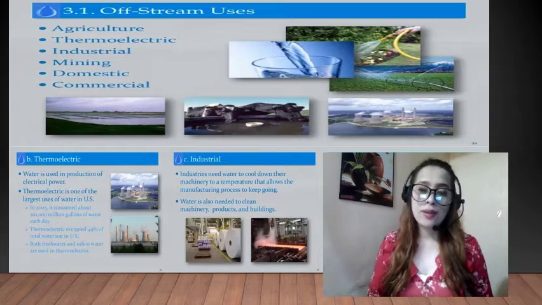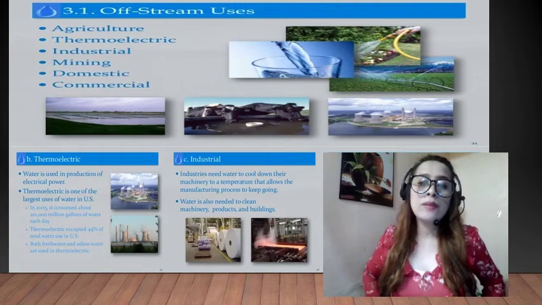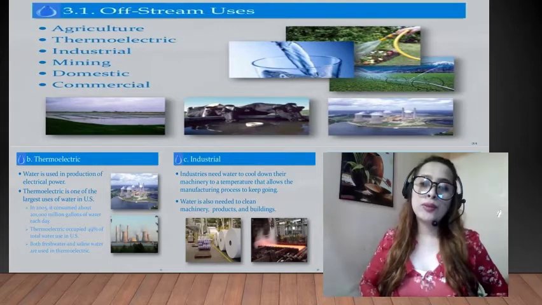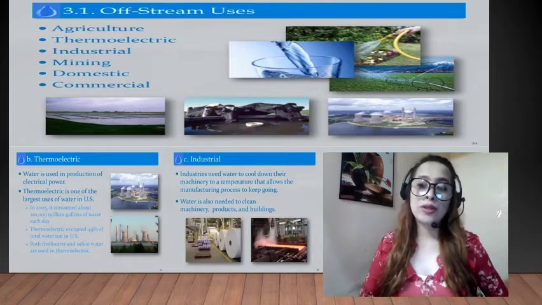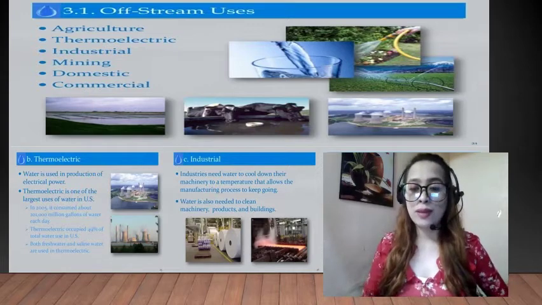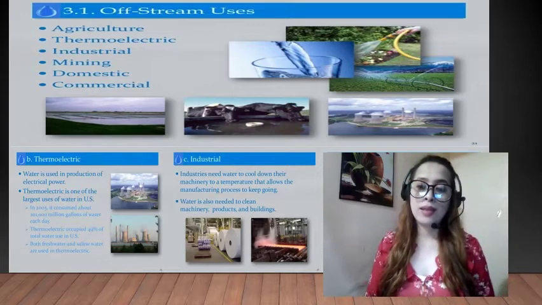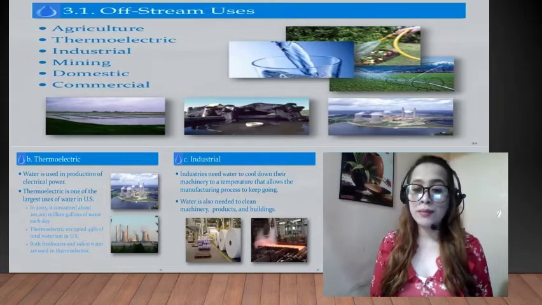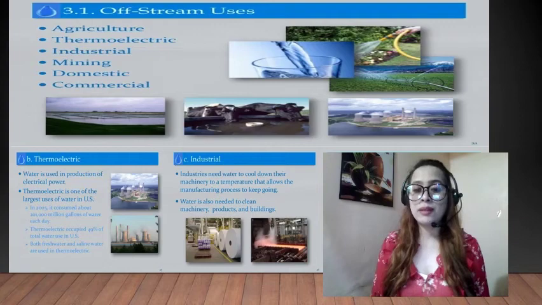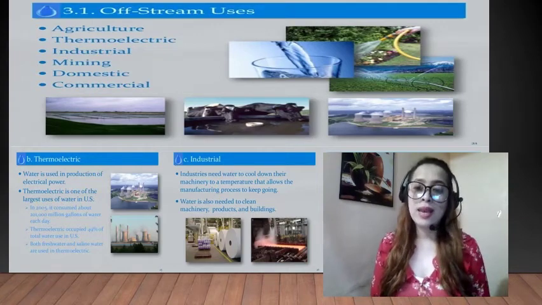And also another use of water is for industrial use. Now, the industries need water to cool down their machinery to a temperature that allows the manufacturing process to keep going. So sometimes when they take a break and need to cool off their machines, they use this water. And water also is needed to clean the machinery, the products, and the buildings, and for some maintenance. That's why, during the survey, in the diagram that I showed a while ago, industrial use has the biggest consumption of water.